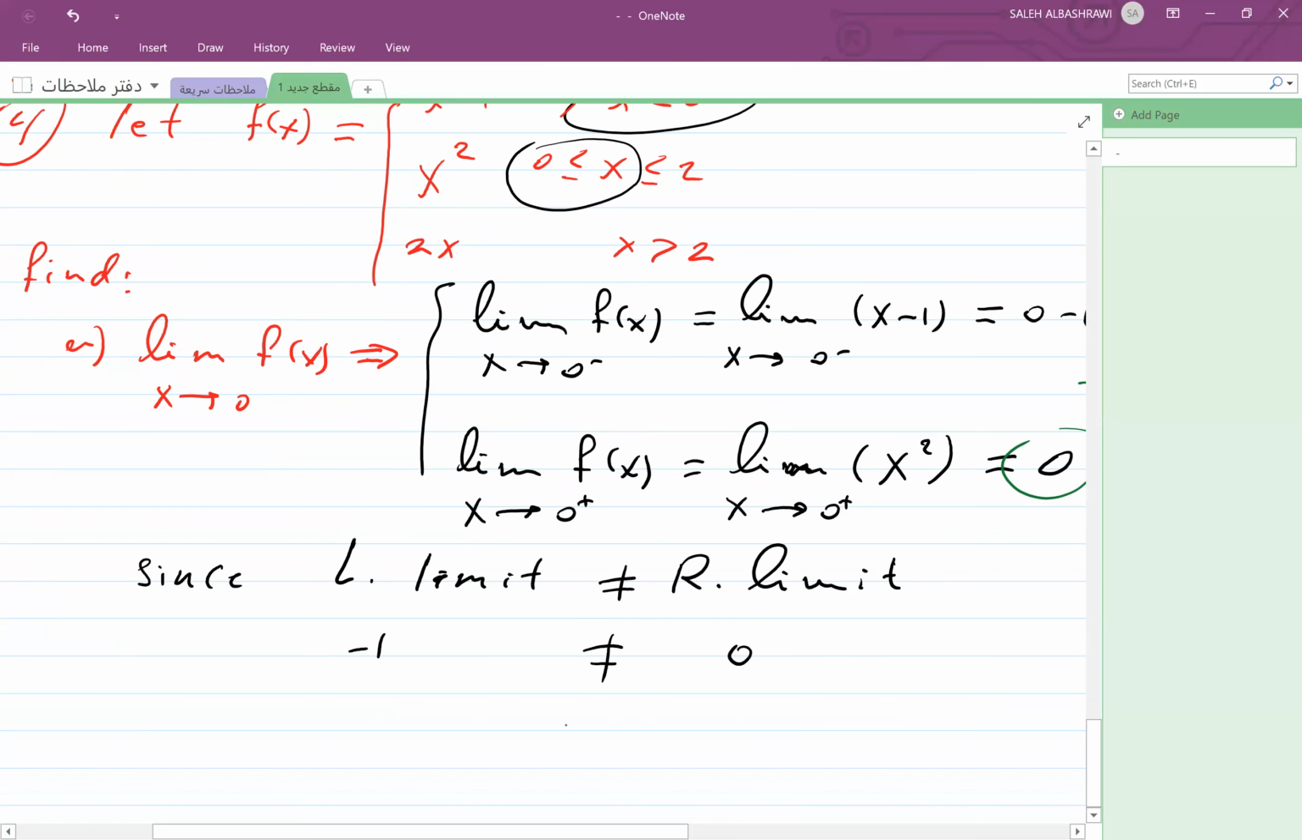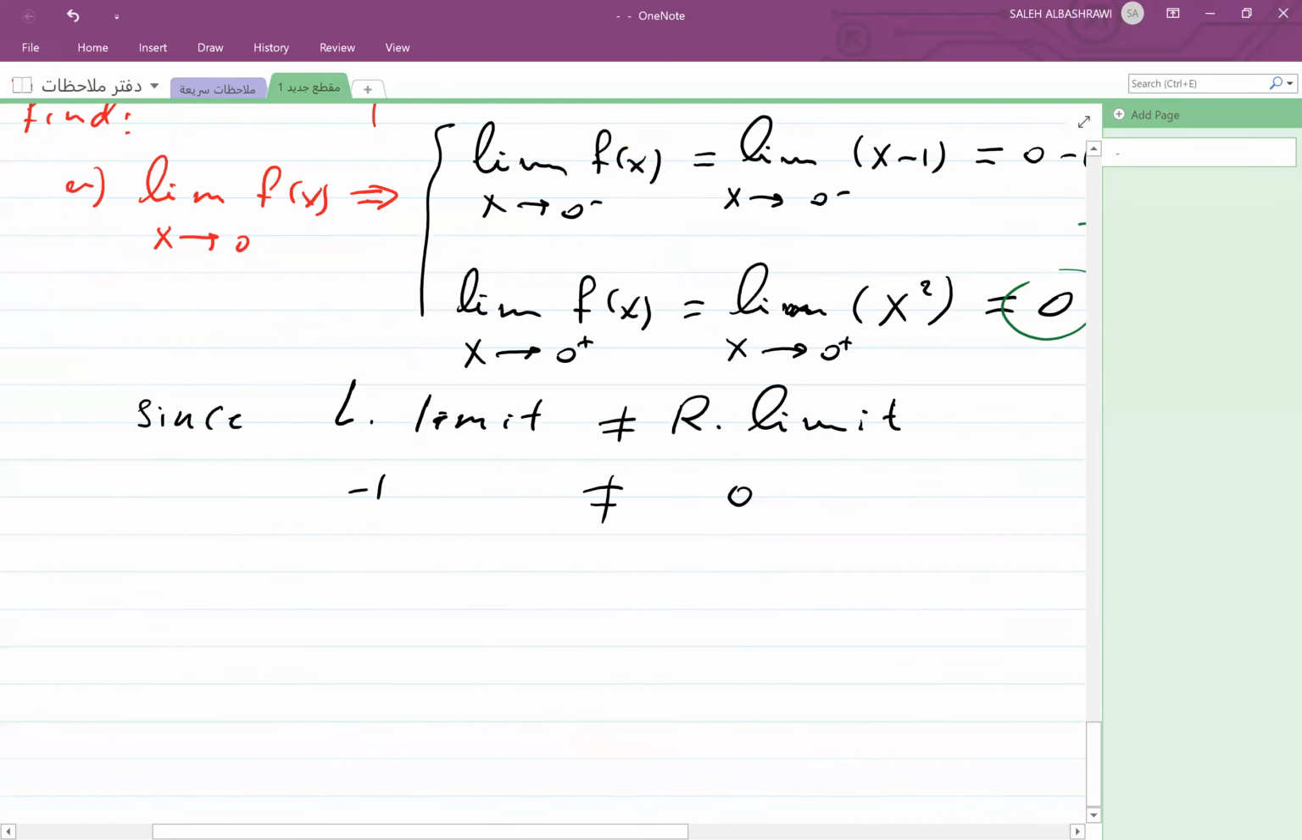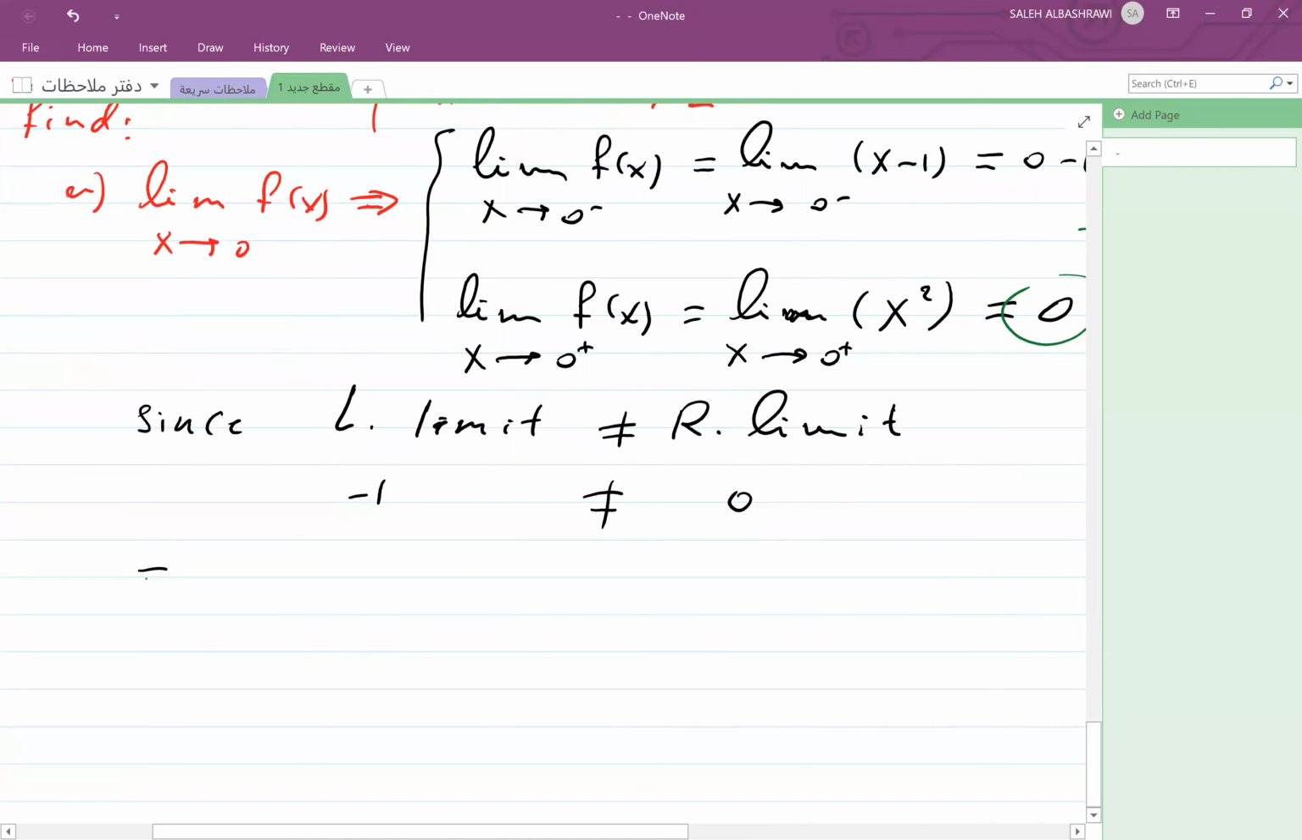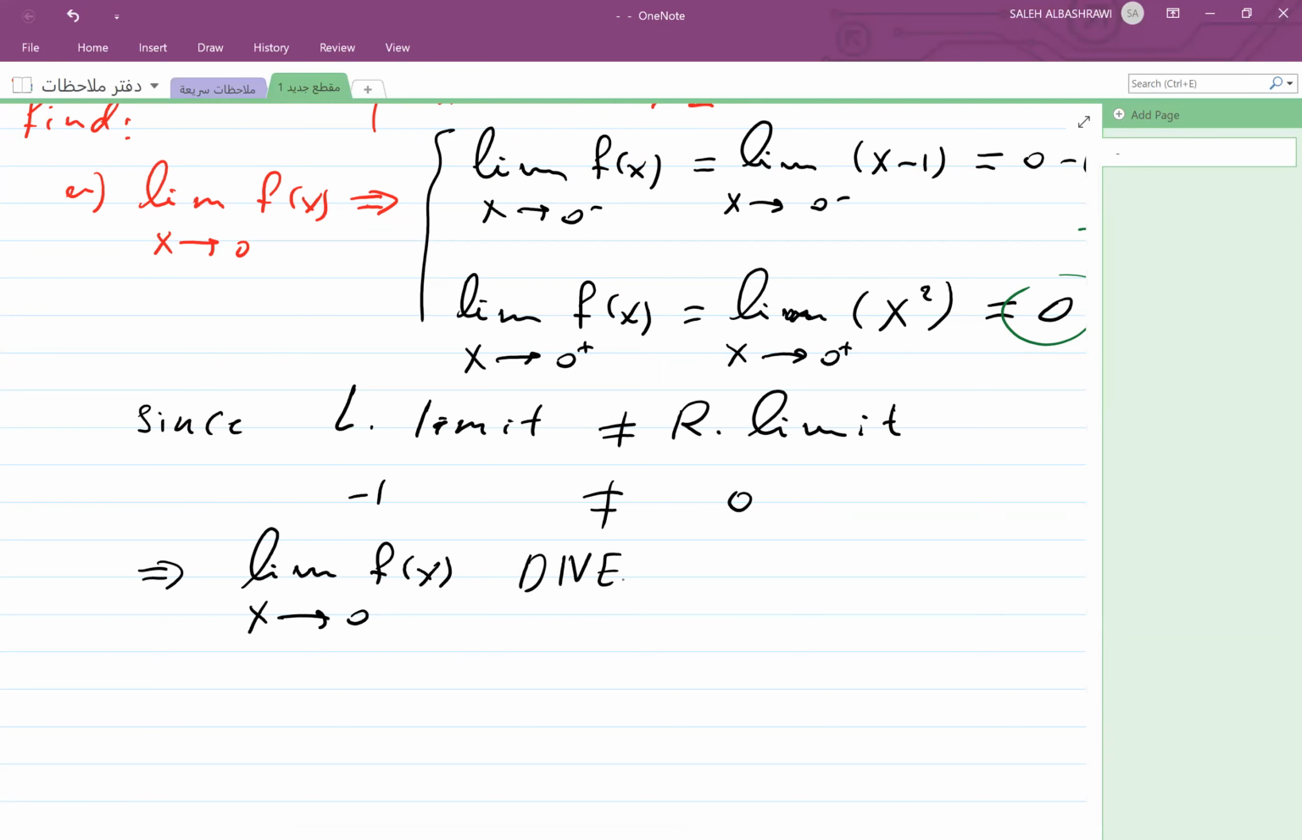Since the left limit and right limit are not equal, we say that the limit of f of x as x approaches the number 0 does not exist. So there is no limit for the function when x approaches the number 0. The limit does not exist because the left limit and right limit are not equal.